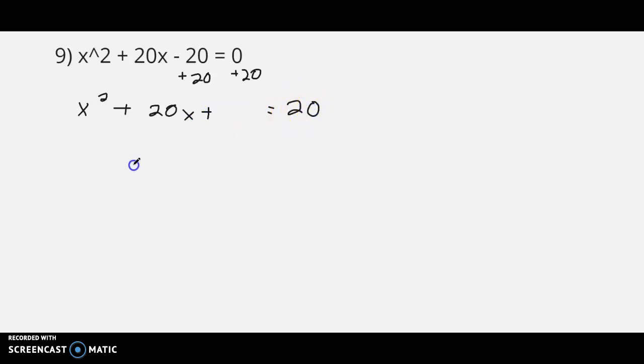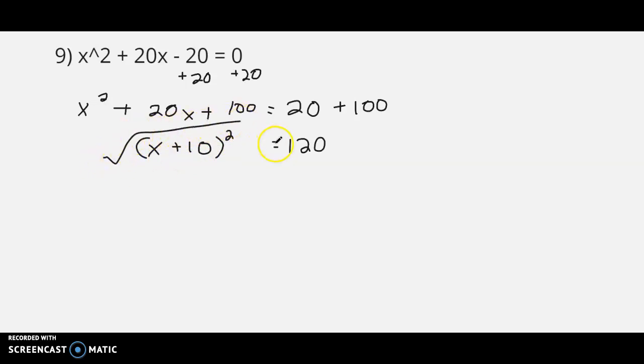I have to create a perfect square trinomial. I'm going to take half of 20, which is 10. I'm going to square 10, which is 100. And to keep the equation balanced, I need to add 100 to both sides. So over here, we're equal to 120. We have a perfect square trinomial, x plus 10, quantity squared.